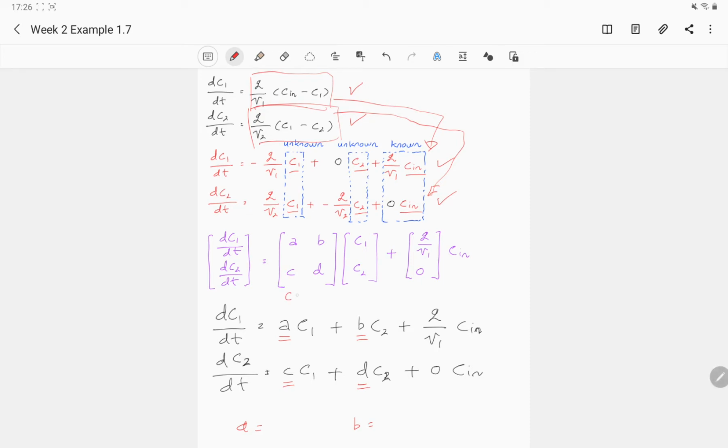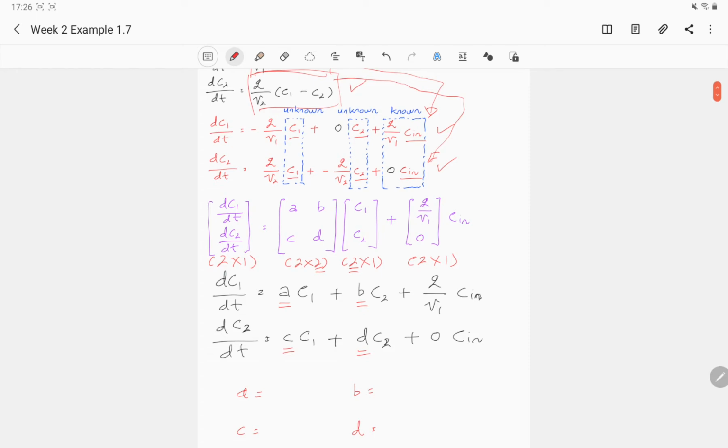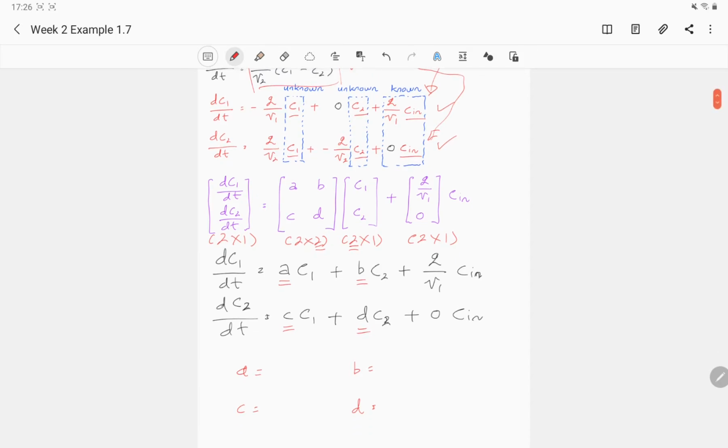So this one will be 2 times 2 multiplied by 2 times 1, plus 2 times 1. And then this will be 2 times 1. So as a rule of the multiplication, this should be equal to this, so you will end up with 2 multiplied by 1.